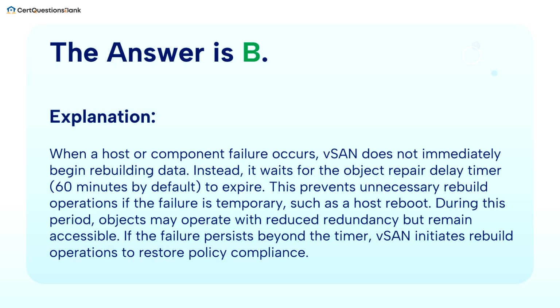When a host or component failure occurs, vSAN does not immediately begin rebuilding data. Instead, it waits for the object repair delay timer, 60 minutes by default, to expire. This prevents unnecessary rebuild operations if the failure is temporary, such as a host reboot. During this period, objects may operate with reduced redundancy but remain accessible. If the failure persists beyond the timer, vSAN initiates rebuild operations to restore policy compliance.